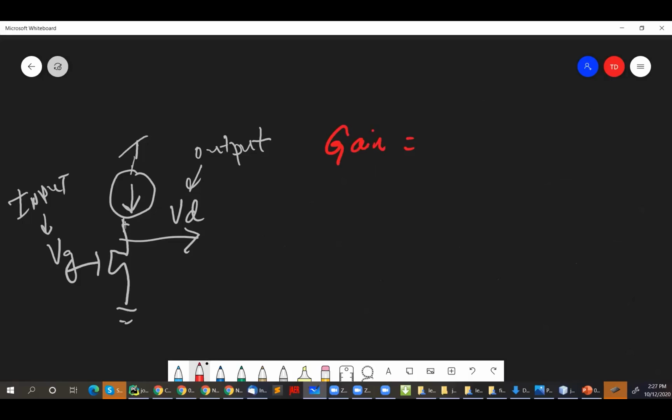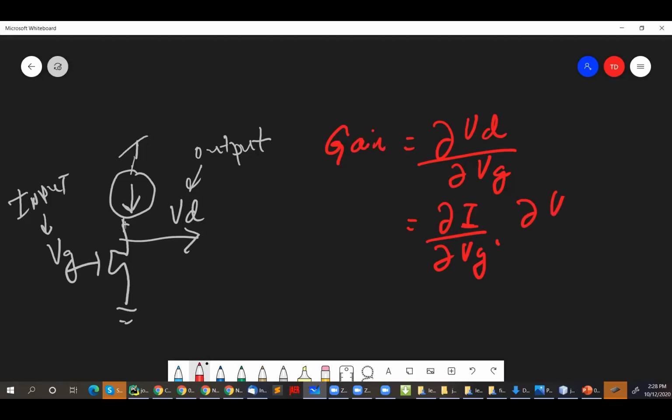Gain is the change in VD as a function of VG, right? Because VD is the output and VG is the input. Now what you can do is factor it out into two partials. That would be the change in the current as a function of VG, times the change in the drain voltage as a function of the current. And we know what that is. That is GM, that's what people call that. And then this is 1 over GD, right?